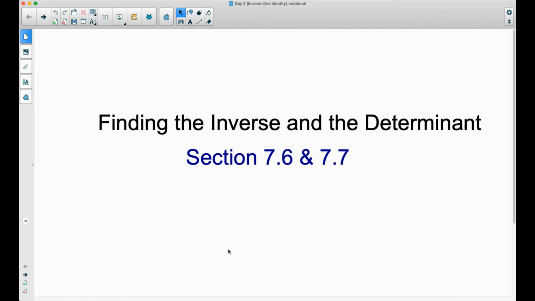Okay, so on Tuesday, remember we only did adding, subtracting, and multiplying. We didn't do dividing. So we have to know how to use the inverse to be able to divide. And that's in solving equations and stuff like that we'll be doing at the end here. Equations with matrices.